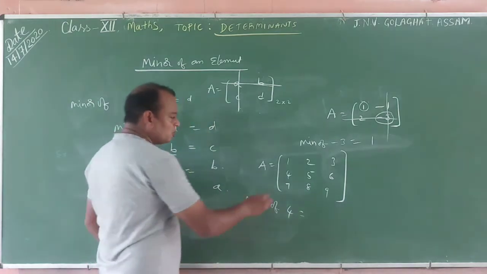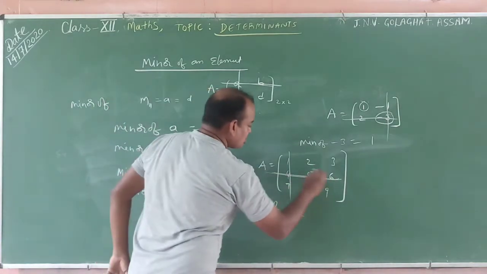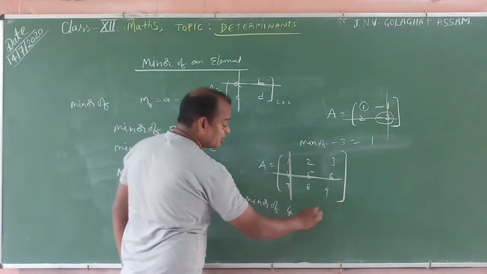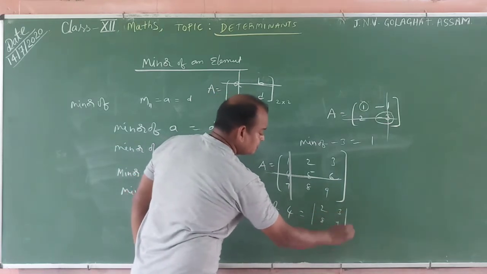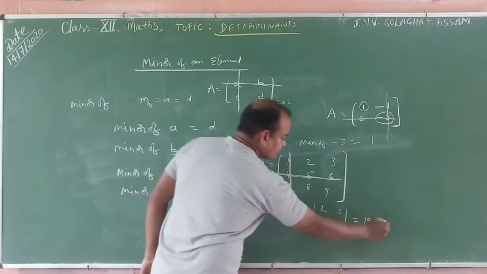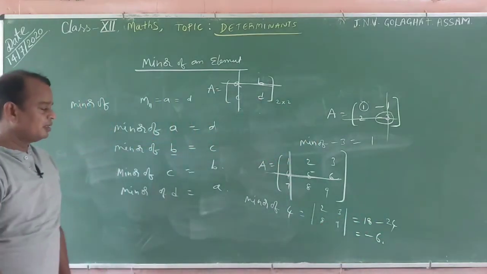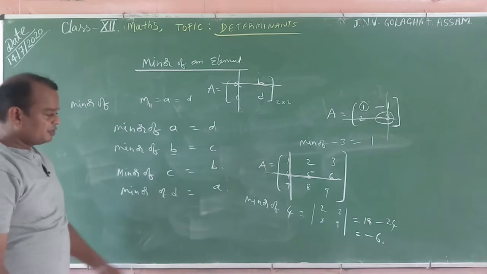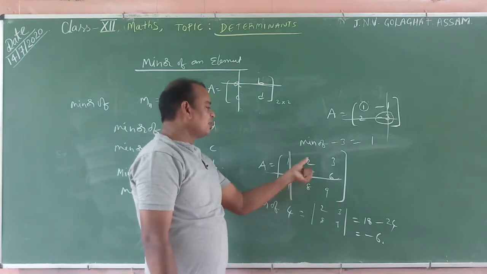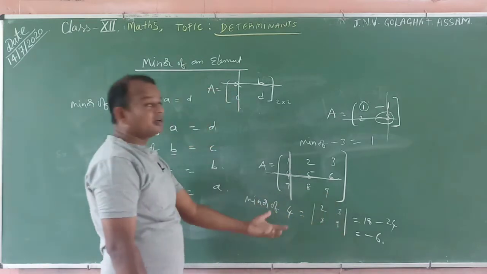You delete the row and column at which the element is present. Okay, this row and this column are deleted. What are the remaining elements? 2, 3, 8, 9. That is the determinant of the 2 by 2 matrix, equal to 2 9s are 18 minus 8 3s are 24. 18 minus 24 is equal to minus 6. That is the minor of 4. The remaining obtained matrix determinant is called the minor of the element.